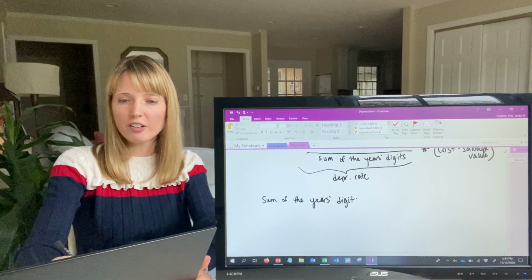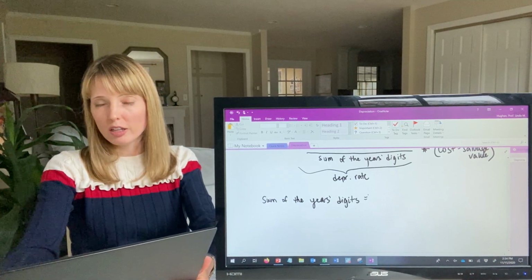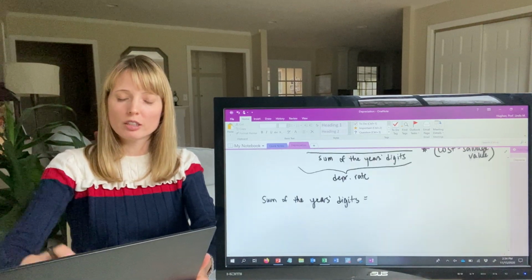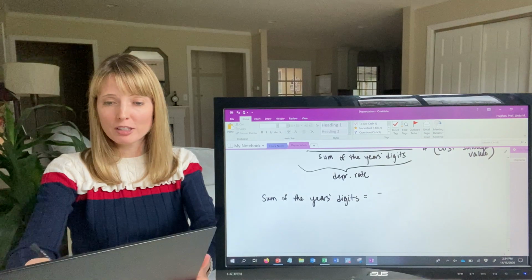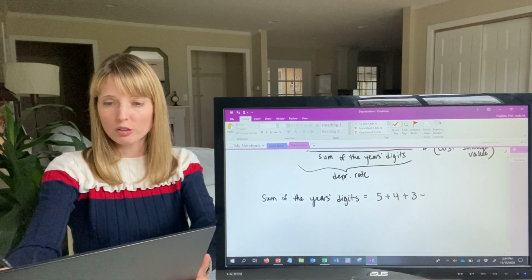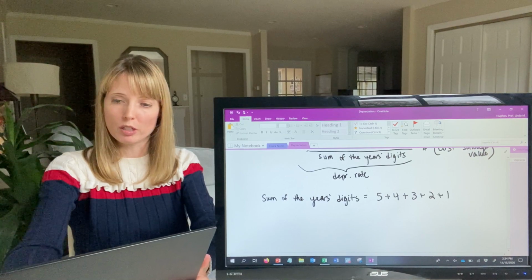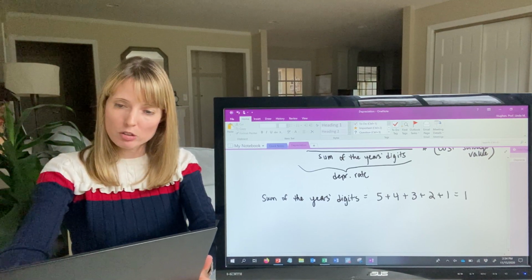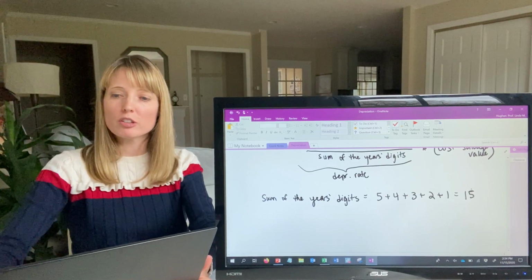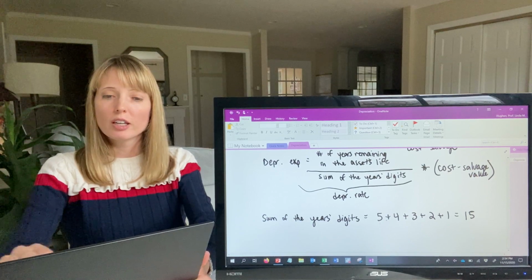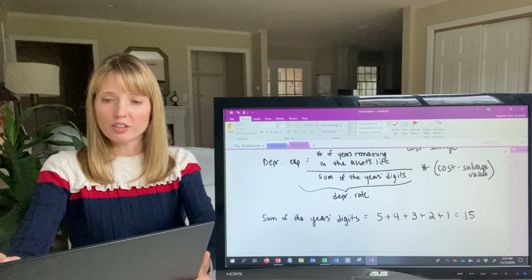Okay, so we still haven't defined what the sum of the year's digits is. Well, if we have a 5-year asset, as we do in this example, a 5-year crane, the sum of the year's digits would be like this: 5 years plus the 4 that are remaining, plus the 3 after that, plus 2 after that, plus 1 after that. So in other words, 5 factorial. And this works out to be 15. So the sum of the year's digits for an asset with a 5-year estimated useful life is 15.